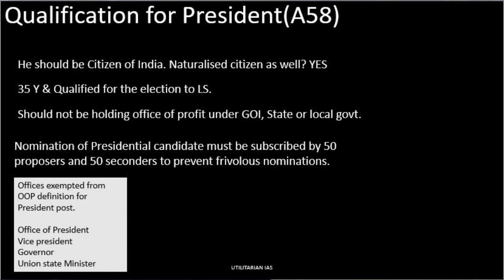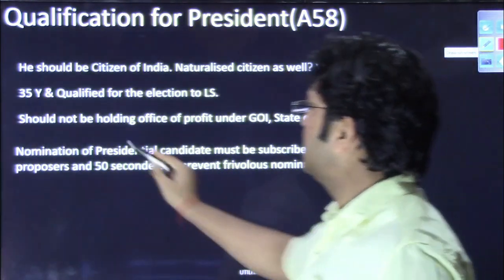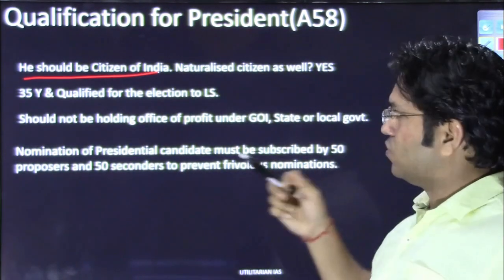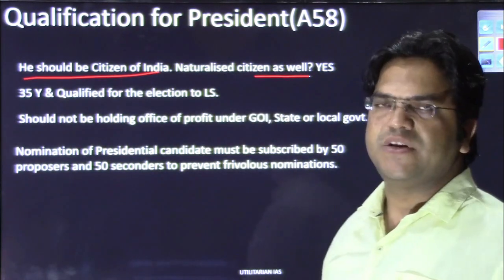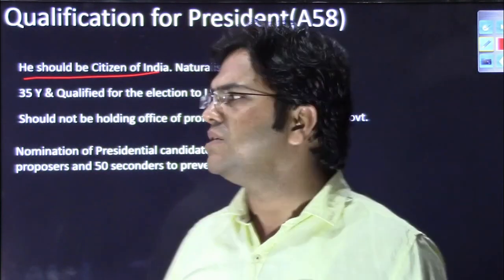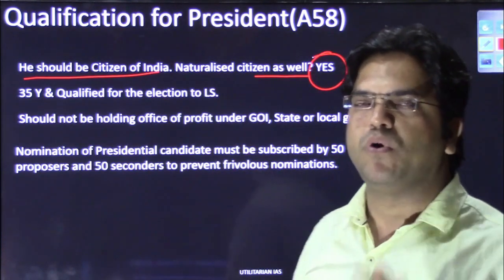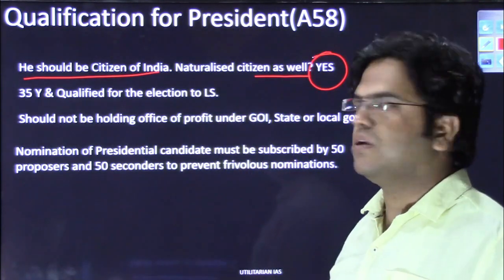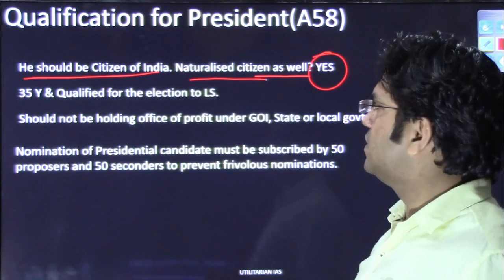The first qualification is that he should be a citizen of India, and from this provision, right, because in the constitution only this part has been mentioned, that he should be a citizen of India among other provisions, the implied question is can a naturalized citizen as well run for presidential office? The answer is yes, right? So unlike the US, where only American born citizens can run for presidential office, in India naturalized Indians as well can run for this presidential office.